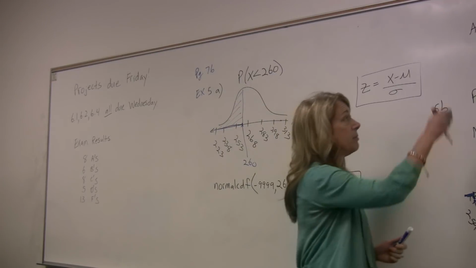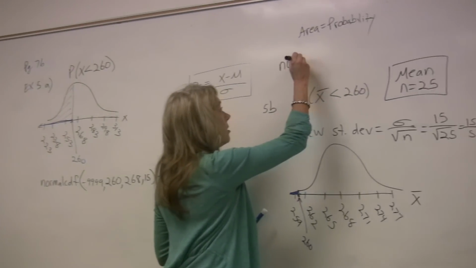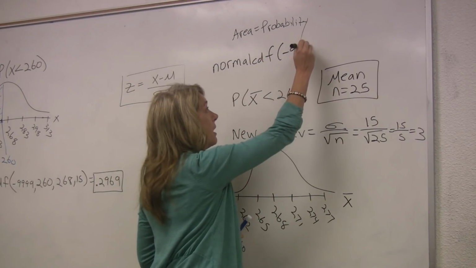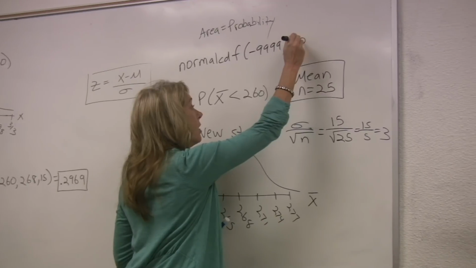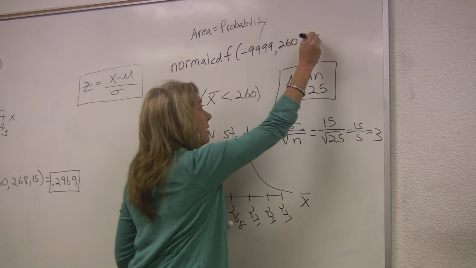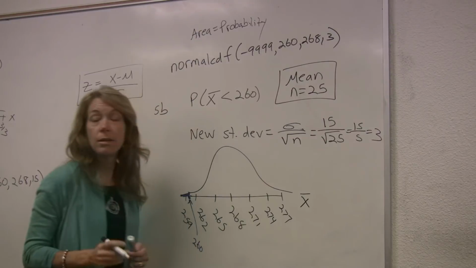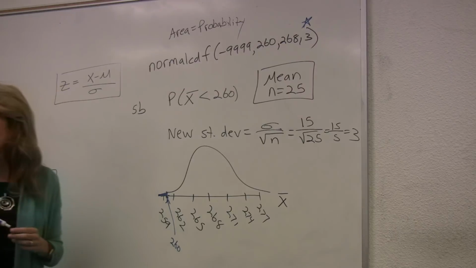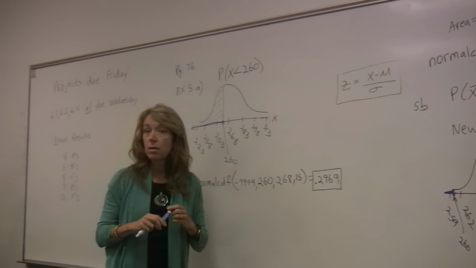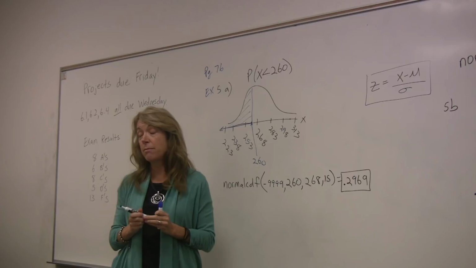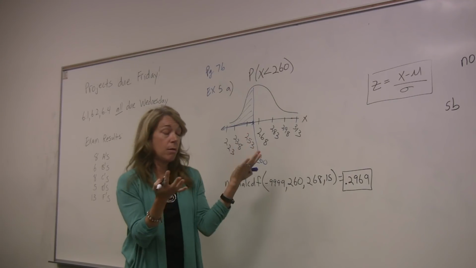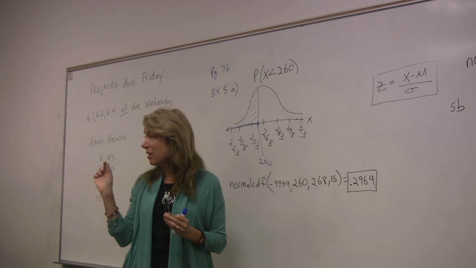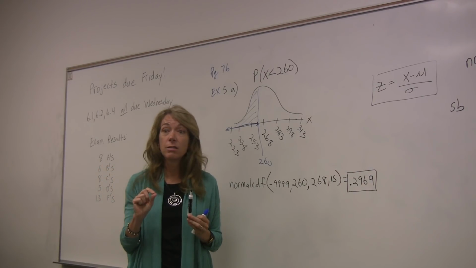I'm going to write it up higher because it's going to be too low for some of you in the back. So it's normal CDF, negative 9999, 260, 268, and 3. This is the only thing that's different. There's a 10-point problem on the next exam where I ask you this question almost identically. It'll be a different situation, but it's making sure that you recognize that you need to use that new standard deviation.